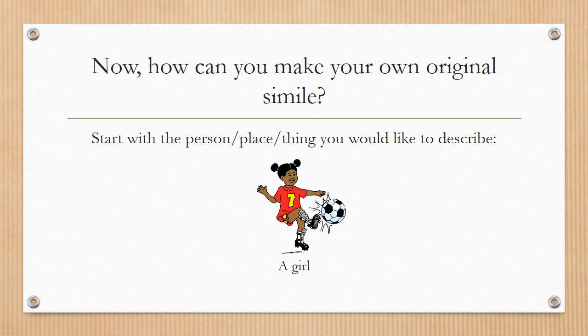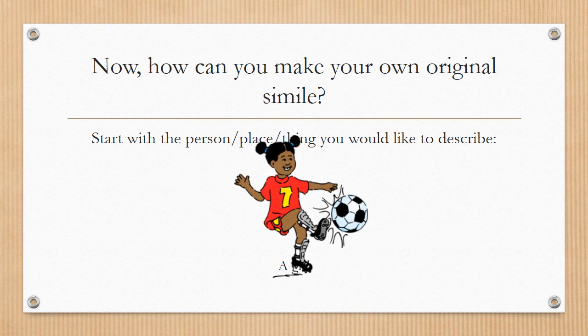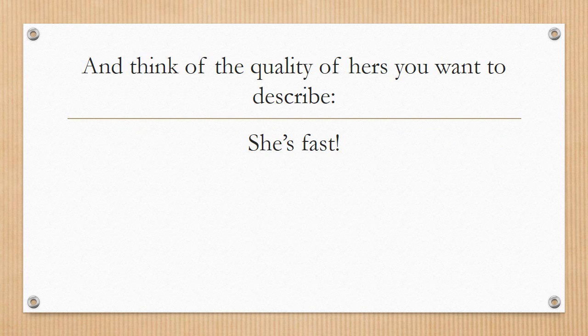So now let's look at creating our own original similes. How can you make your own original simile? First, start with the person, place, or thing you would like to describe. Let's say you want to describe a girl. Now you want to think of the quality of hers that you want to describe. So let's say we want to describe how fast she is.